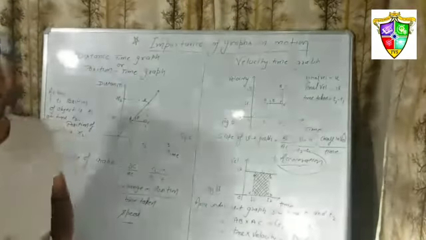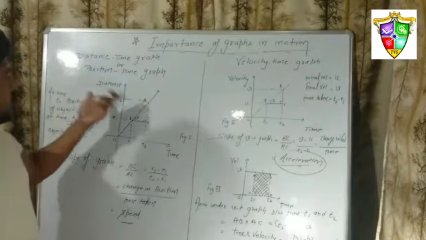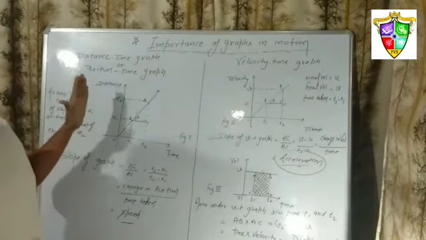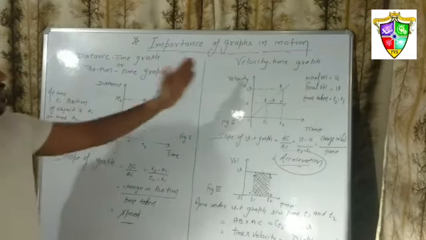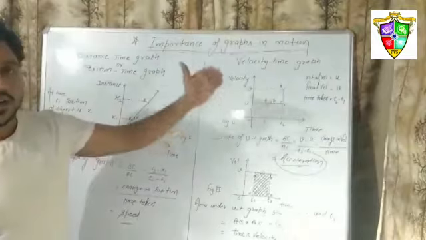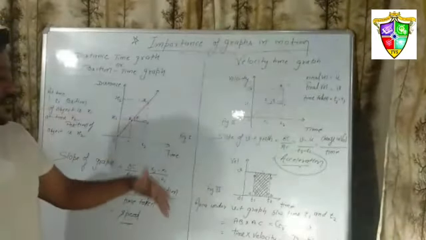So what we conclude here about position time graph and velocity time graph: the importance of position time graph is that its slope gives us speed, and the importance of velocity time graph is that its slope gives us acceleration, and its area under the graph gives us displacement.